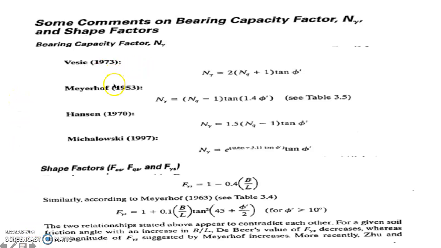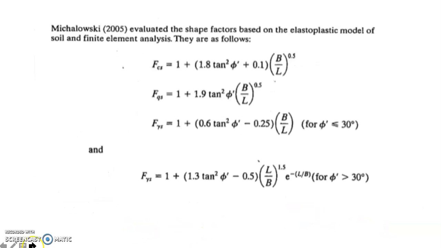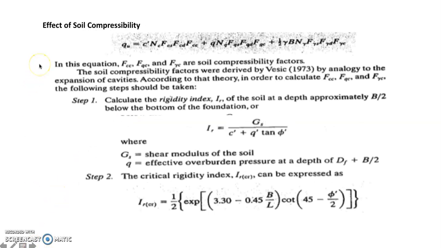We also have here some comments on the bearing capacity factor N sub gamma and the shape factors, basically based on the different persons who studied this relationship. So we have here figures for the variation of N gamma with soil friction, and the variation of the undrained shear strength with depth obtained from field vane shear tests. The shape factors were evaluated by Michalowski based on an elastoplastic model of soil and finite element analysis. So we have the effect of soil compressibility.